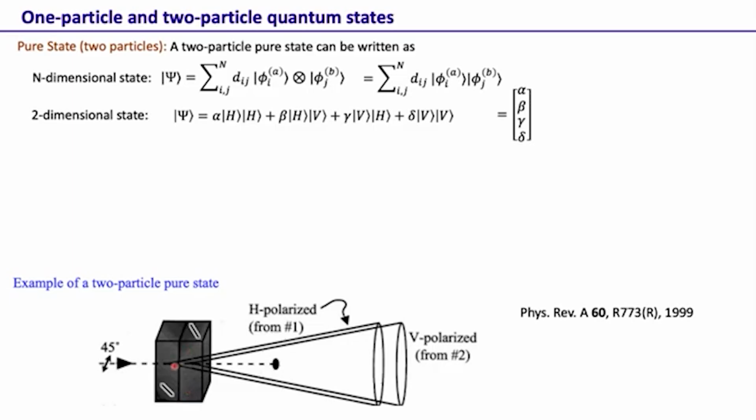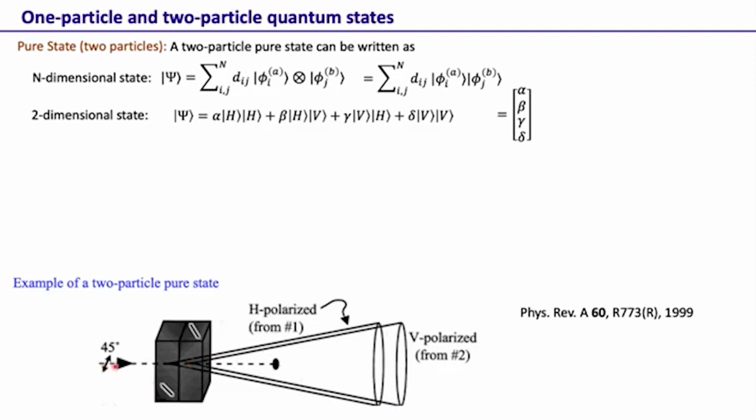The first crystal is arranged with such a phase matching condition that if a vertically polarized light comes in, it produces 2 horizontally polarized light. The second crystal is arranged in such a way that if we have a horizontally polarized light coming in, then it produces 2 vertically polarized light.